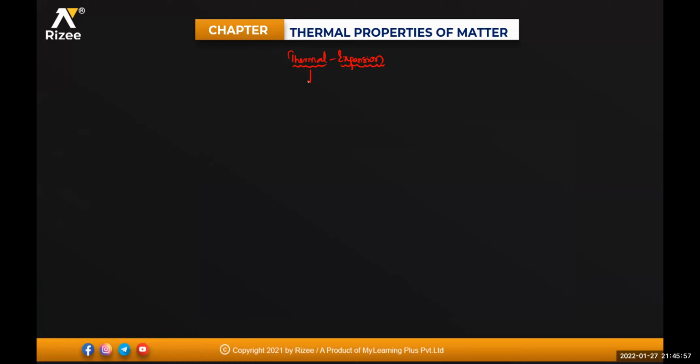The basic thing you need to remember for all the questions in this topic, a universal truth, is that the distance between any 2 points increases due to rise in temperature. So what is the thing you need to remember? Distance between any 2 points will increase due to rise in temperature.